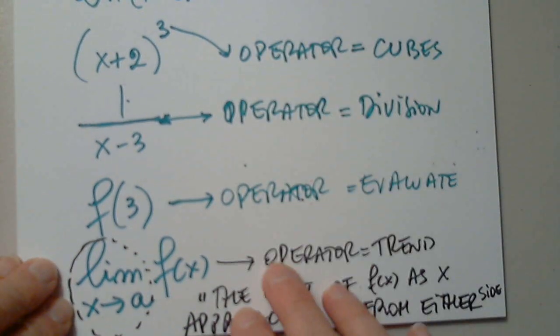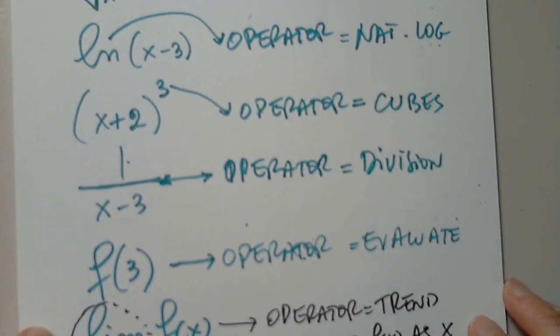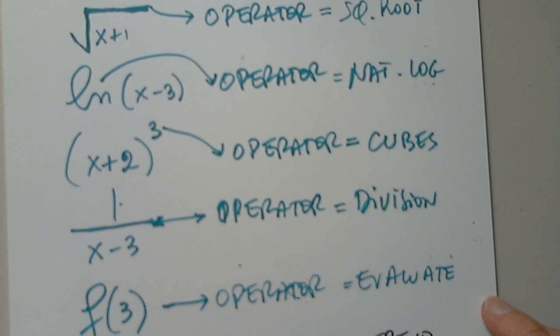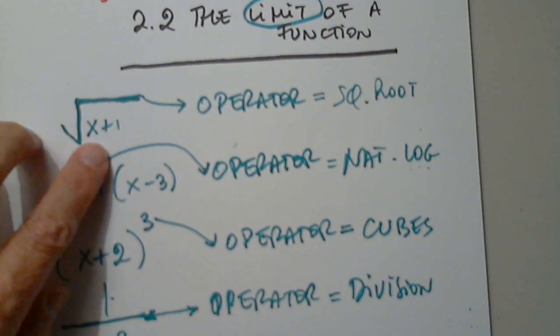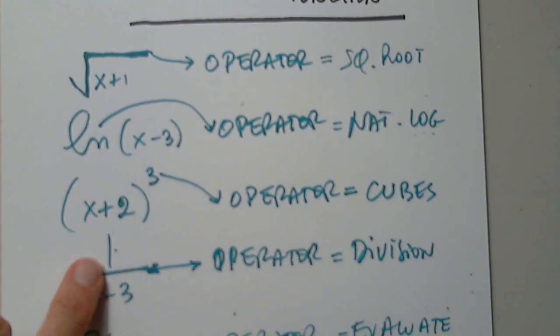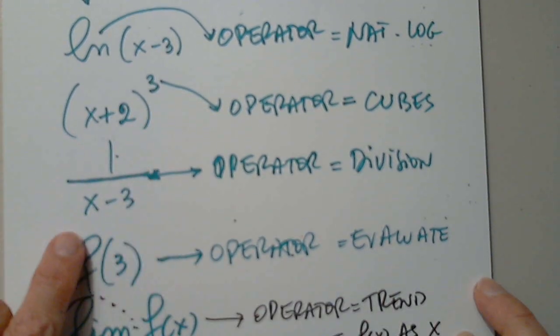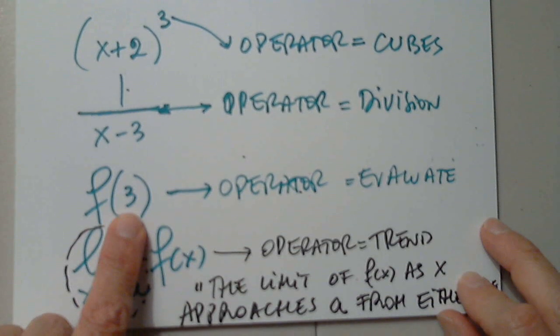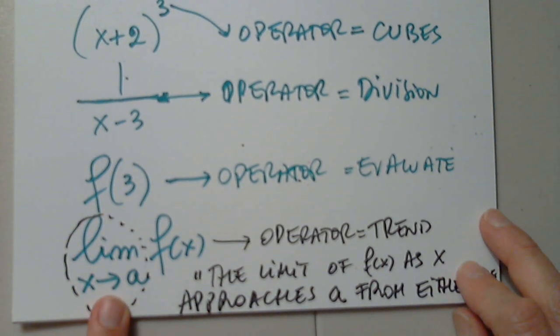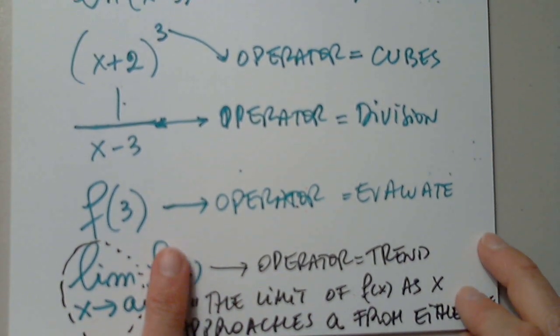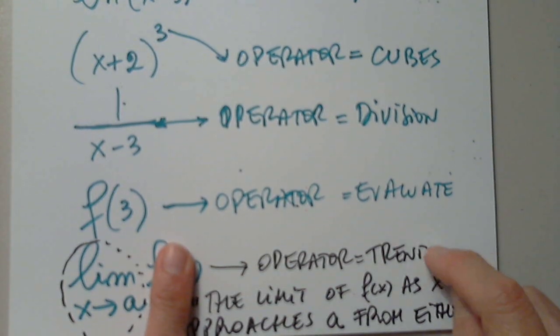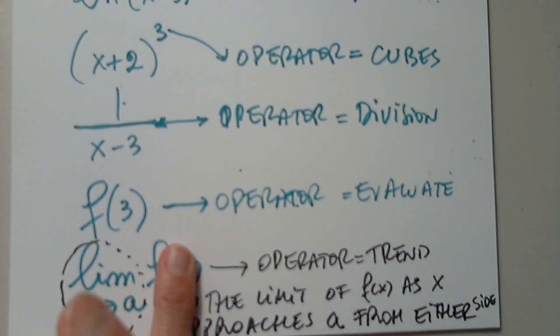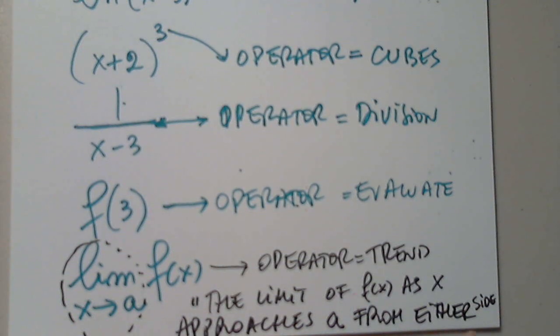But I want us again to analyze all this. They are all different. This one says take the square root. This one says apply natural log. This one says cube. This one says divide by x minus 3. This one says evaluate at 3. This one says where is this function going? What is the trend when x approaches a from either side?